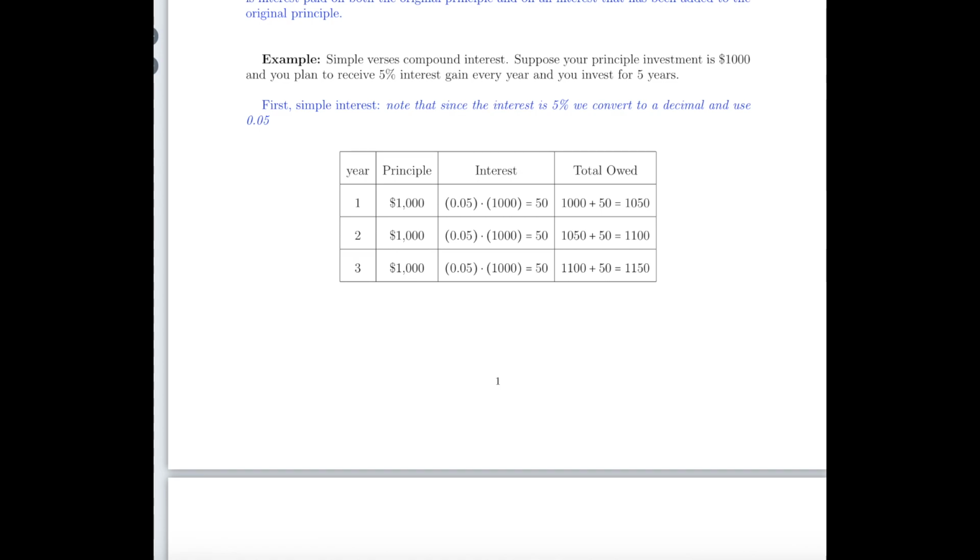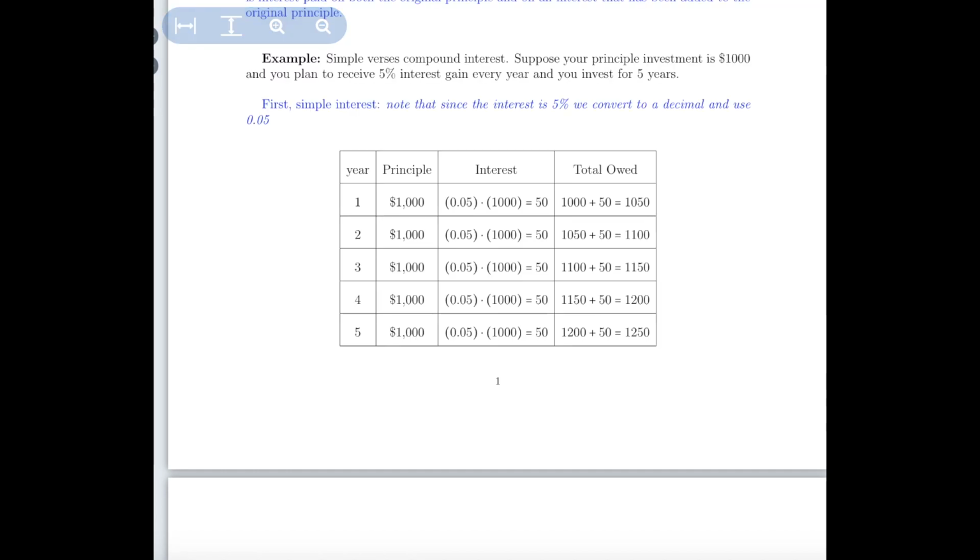For year number 4, we do again the same thing. We still have our principal is $1,000. We still have our interest is $50, and our total owed, again, we're adding it on to how much we owed from year 3. So $1,150 plus $50 is $1,200. And finally, that gets us to year 5. Year 5, we are going to calculate interest one more time and add that interest back onto our total owed, which gets us to $1,200 plus $50 is $1,250.